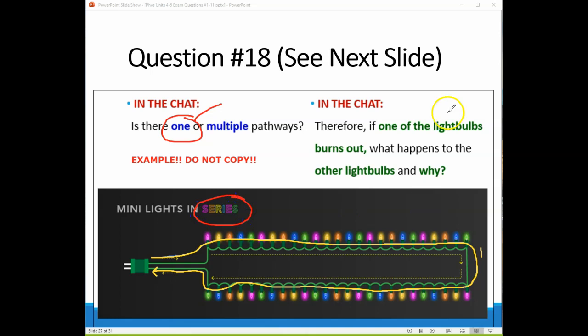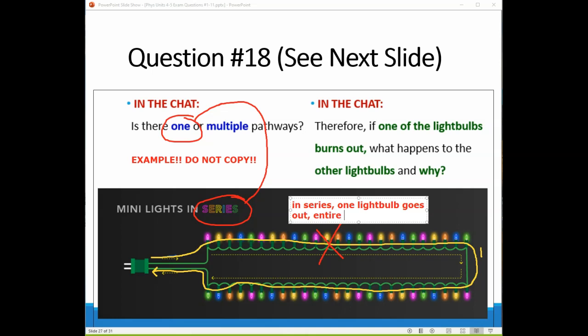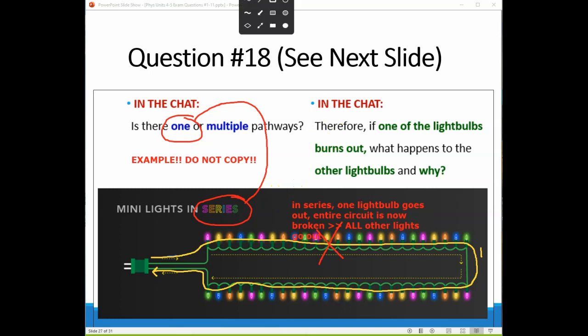And therefore, if one of the light bulbs goes out, remember that we talked about in series, if one light bulb goes out, it breaks the entire circuit, right? So if I have this light bulb go out, now the entire circuit is broken. So in series, one light bulb goes out, entire circuit is now broken, and therefore all other lights go out. Okay, so that's when we're talking about a series light bulb.